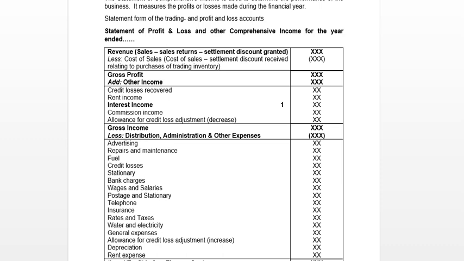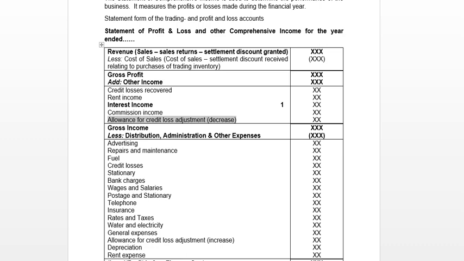So that's our interest income, and then what we also have is our allowance for credit loss adjustment. Remember from a previous video, an allowance for credit losses is where we create an estimate of what we expect our bad debts will be. So it's going to be a negative asset, so it will essentially decrease our debtors control.